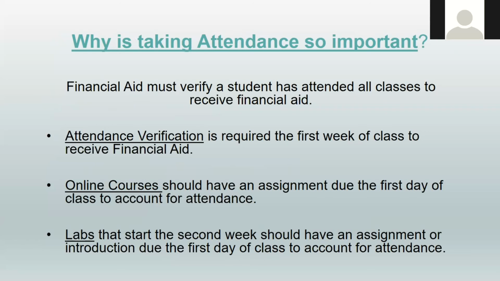Why is taking attendance so important? Because financial aid must verify a student has attended all of their classes to receive financial aid. This pertains to students who have not had their financial aid disbursed prior to the first week of class. Students are required to complete an attendance verification. Many of you might be familiar with this form that you've had to sign. The attendance verification documents the first week of class in order to have their financial aid released to them. I have already mentioned this at least once before, because it is so important for our students.